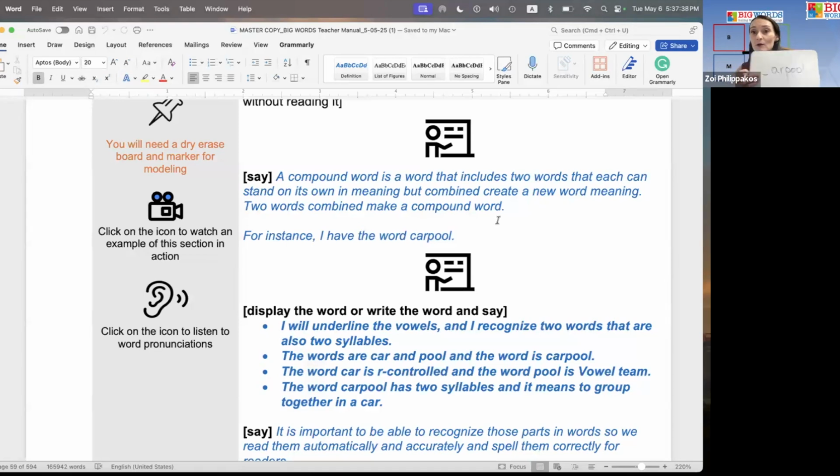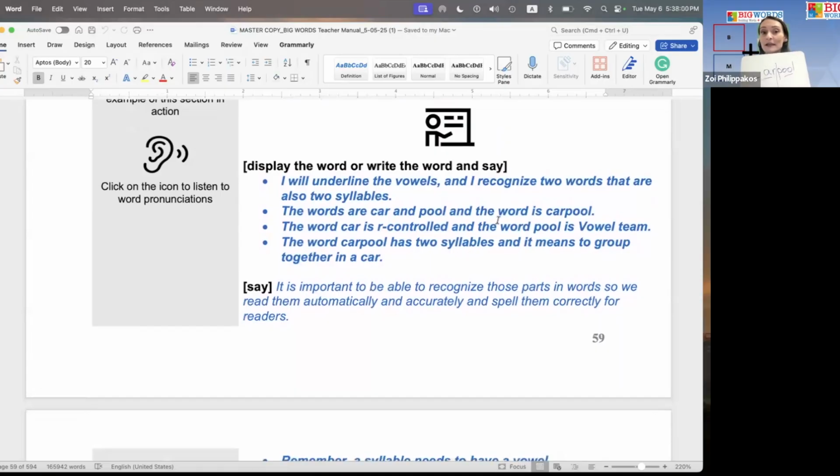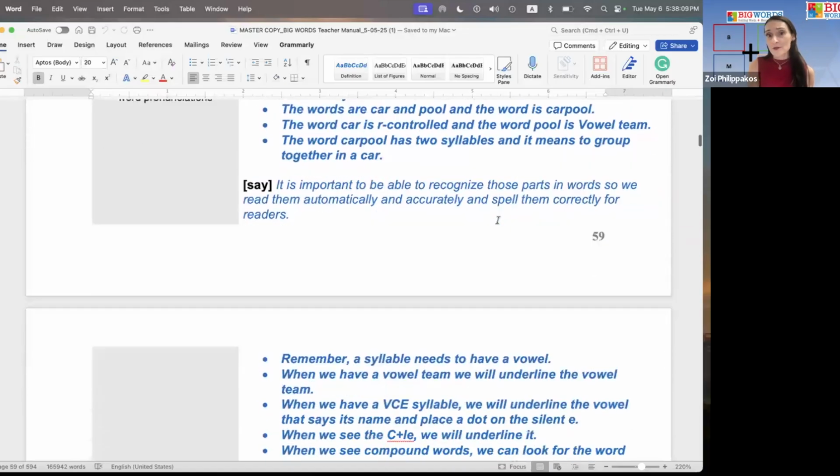I will underline the vowels, and I recognize that I have 2 words, so there are also 2 syllables. The words are car and pool. The word car is R-controlled, and the word pool is vowel team. The word carpool has 2 syllables, and it means to group together in a car. So it's important to be able to recognize those parts in words so we read them automatically and accurately, and also so we can spell them correctly for our readers.